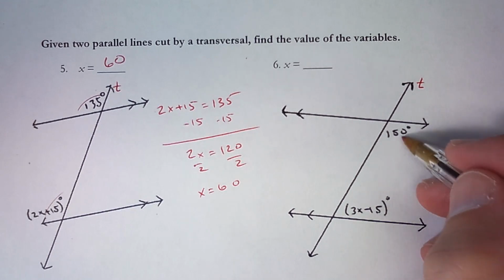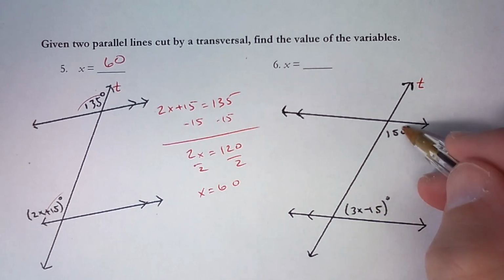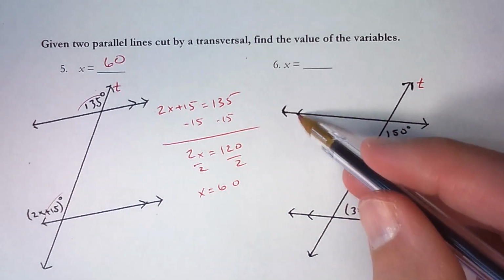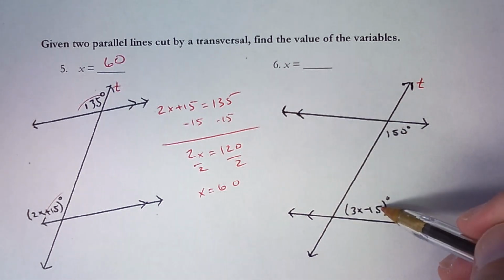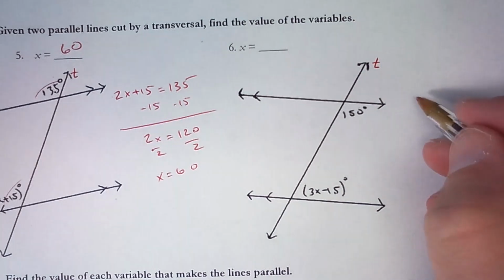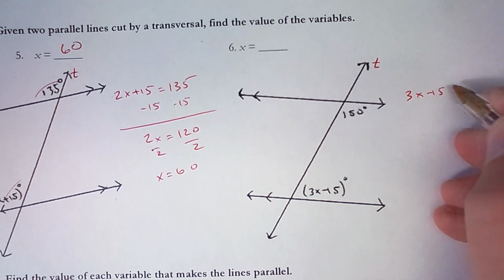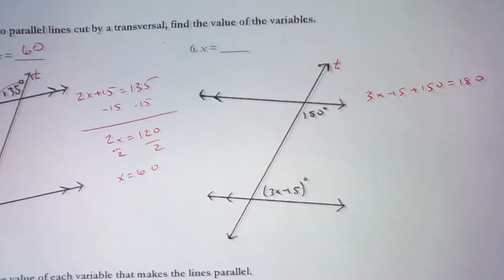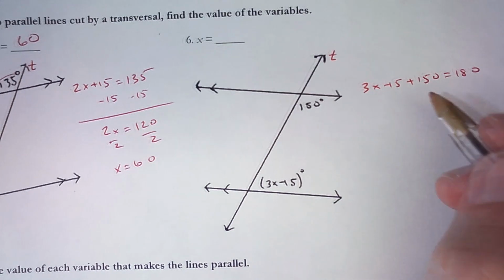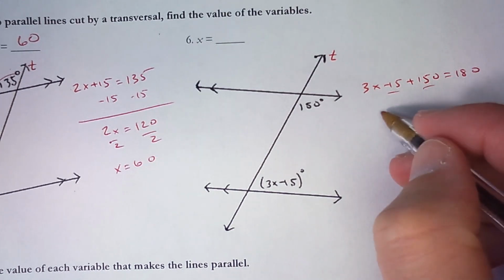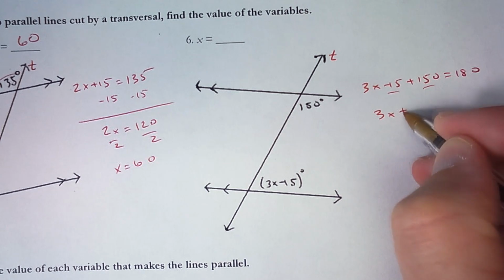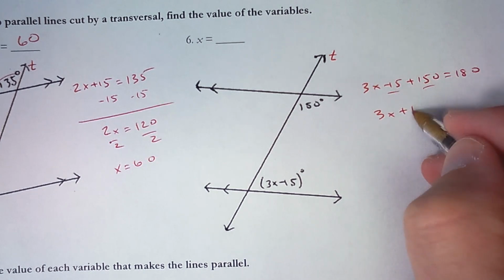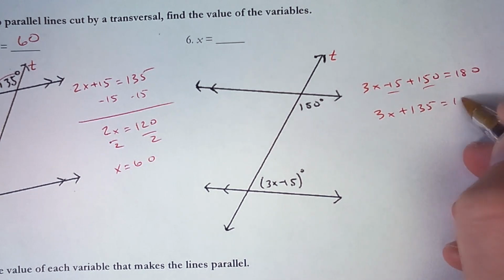Okay, then here I have consecutive interior angles. When lines are parallel, consecutive interior angles are supplementary. So 3x minus 15 plus 150 equals 180. Okay, I have some like terms here. So 3x plus negative 15 plus 150 is 135.